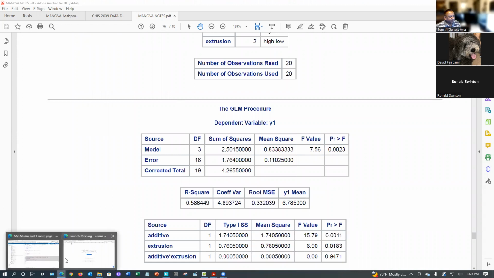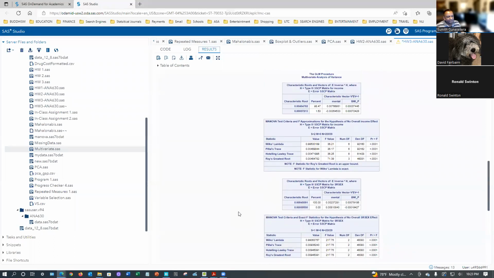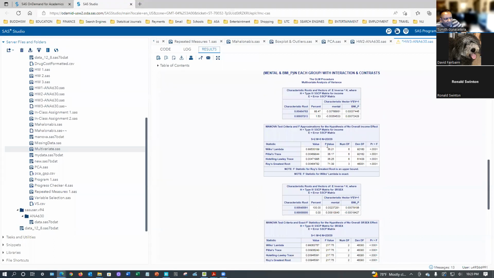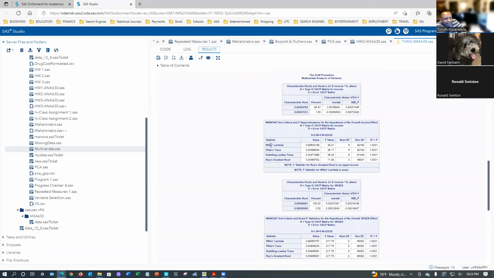Okay, let's go to our example here. Then go to results. Do you see the Wilks lambda? Okay, let's go to the Wilks lambda. This one, the Wilks lambda for the multivariate analysis, overall. Okay, let's start from here. Wilks lambda for income, that variable. Then which H0 can you reject?